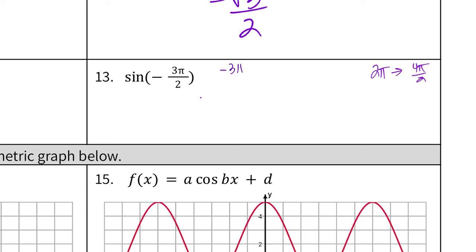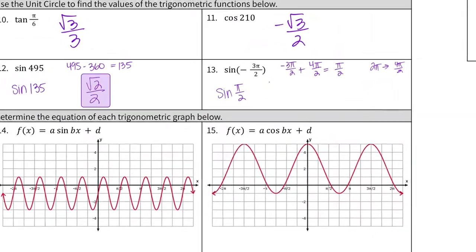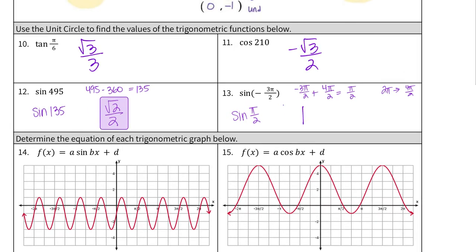So negative 3 pi over 2 plus 4 pi over 2 gives us just positive 1 pi over 2. So instead of looking for sine of negative 3 pi over 2, I'm going to look for sine of positive pi over 2. So let's find pi over 2. It's right here. And they wanted the sine, so that's just going to be 1. So unit circle, we have all the information there. It's going to be on your plates. So this one should hopefully be at least 2 questions that are pretty easy to find.